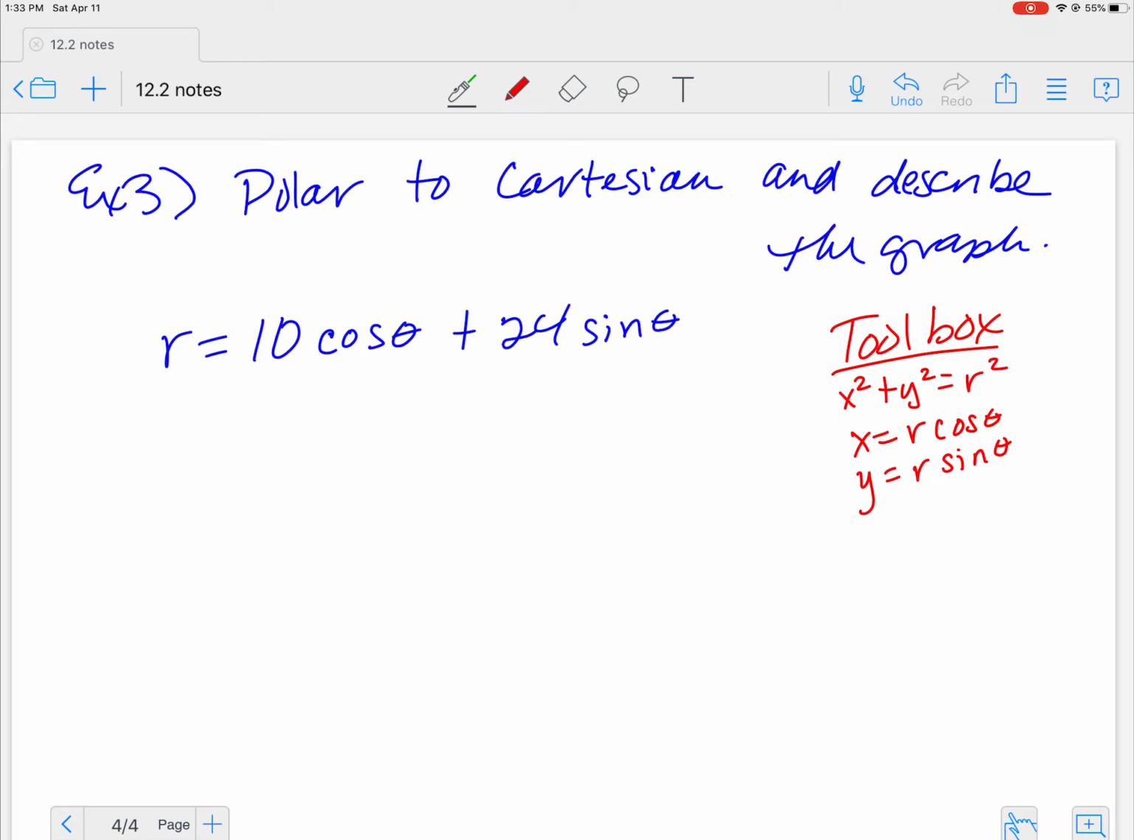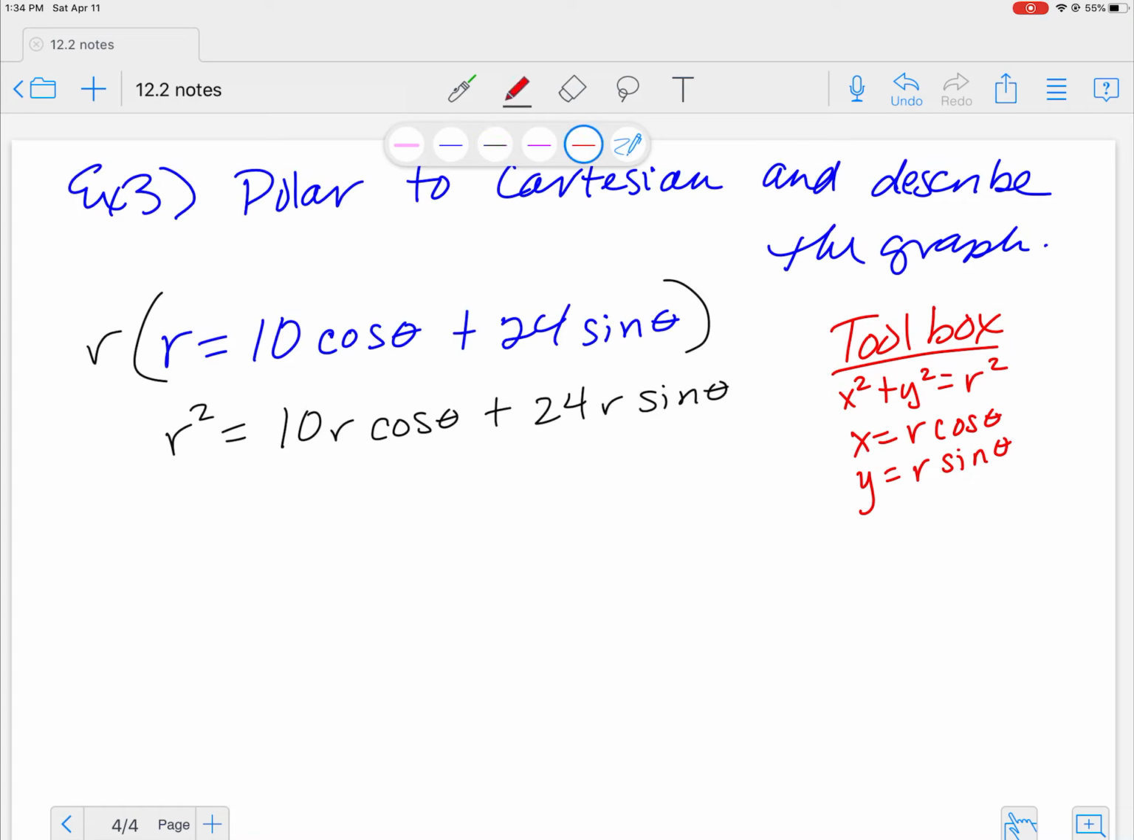Look at what's going down over here. This looks helpful because I have an r and an r, right? And I have a cosine and I have a sine. The biggest thing that I'm missing is I'm missing an r from here and I'm missing an r from here. So let's put one in. I'm going to multiply this entire equation by an r. So now I have r squared is equal to 10r cosine theta plus 24r sine theta. And that's where the money happens.